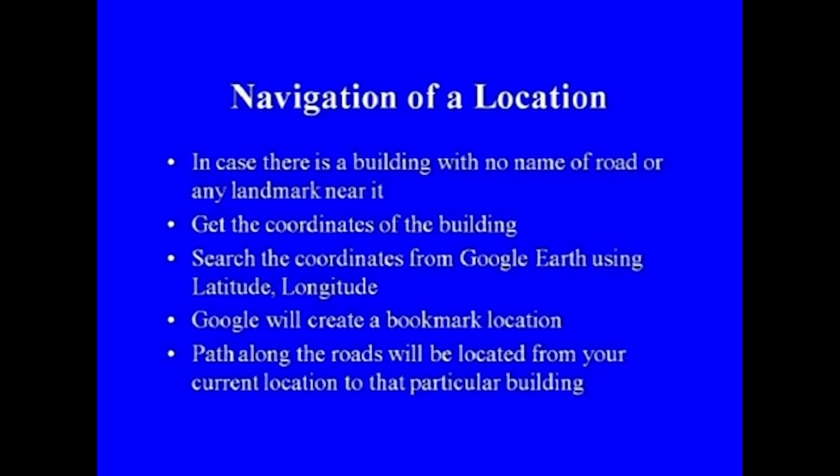In case there is a building with no name of the road or any landmark near it, get the coordinates of the building and search the coordinates in Google Earth using the latitude and longitude. Google will create a bookmark location, and the path along the roads will be indicated from your current location to that particular building.